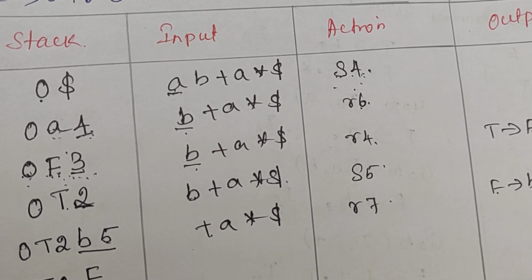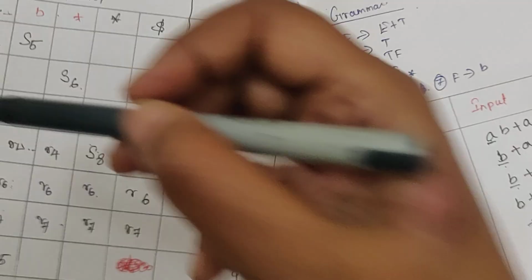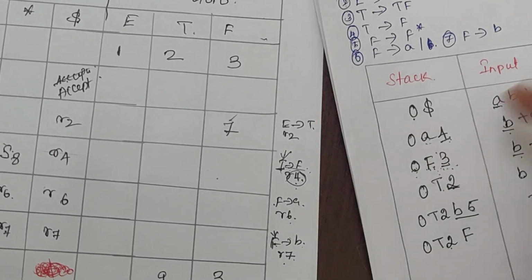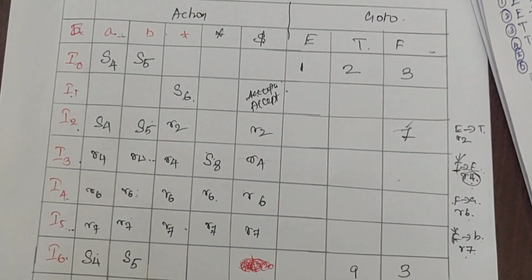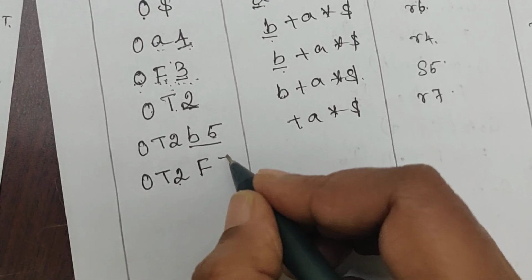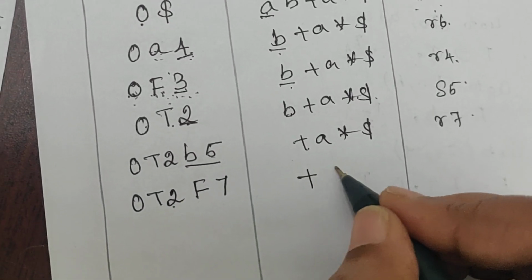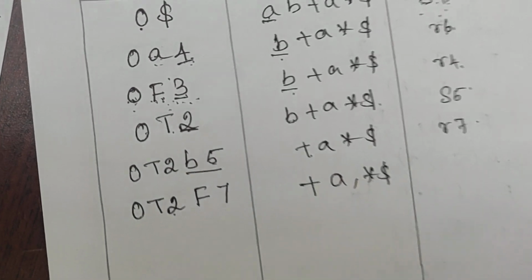And now I have to check what is I2 on F. I2 on F is 7. I2 on F is 7 right here. So write 7 here, and here you will have plus A star and dollar retained over here.